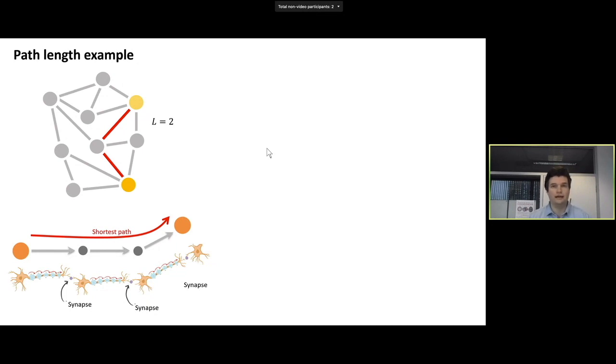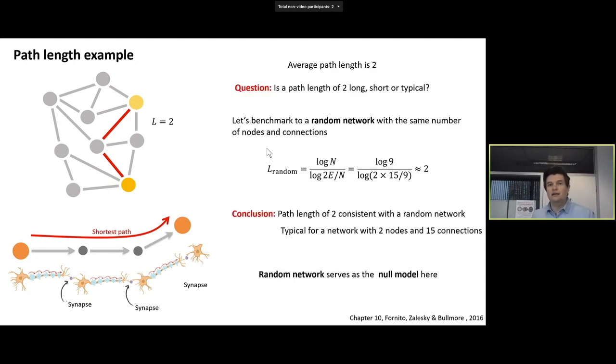We'll see this again in one of the subsequent sessions of this workshop. So in this small network, the average path length is 2. So this means to get between any pair of nodes, we need to traverse 2 connections, as I've shown here for the particular example. And so the question is this, if you map a connectome and you find that the average path length is 2, is this long, is it short, or is it typical? We don't know. It's hard to determine just based on a measure of path length how to interpret that. And so we need some kind of benchmark.